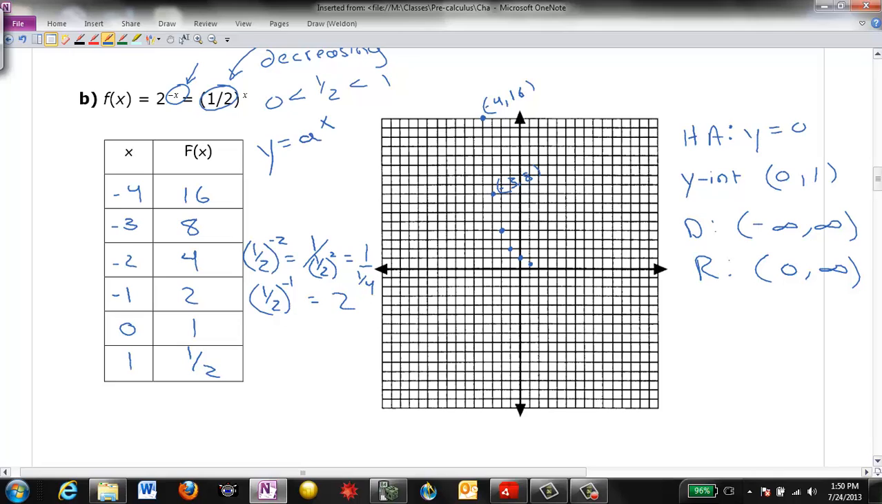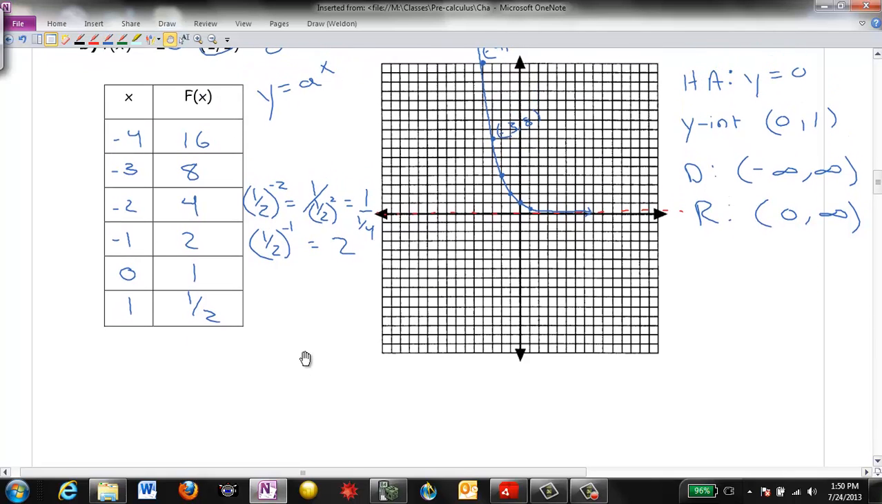And I'm going to draw in my asymptote, which is going to be at y equals 0. And then I'll draw my smooth curve through those points the best that I can. You might also be noticing that when we put that negative on the x, the difference between this graph and the graph that you saw in part A is that one is a reflection of the other, right? So this is a reflection on the y-axis, which leads us into our next topic, which is graphical transformations of exponential functions.